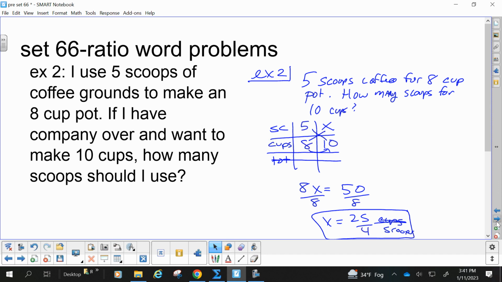You have the rest of the period to work. If the sub would take the blank problem set from my desk, set 66, and hand that out. You guys can work the rest of the period. Make sure you work together and help each other. I encourage you to do so.